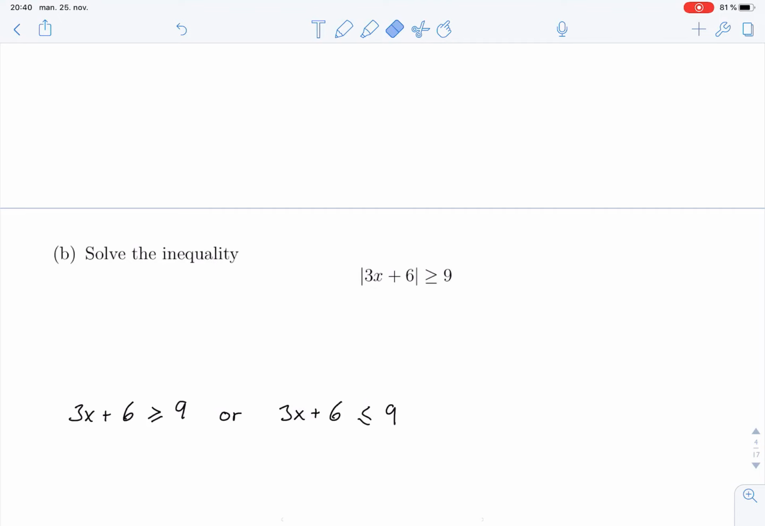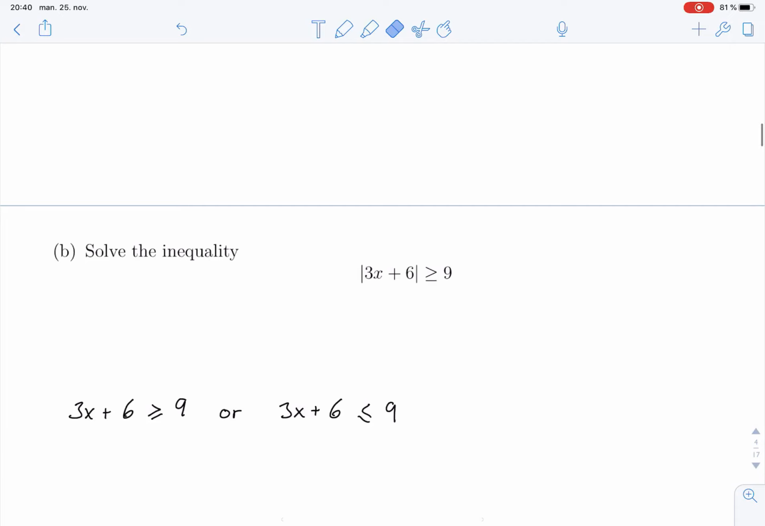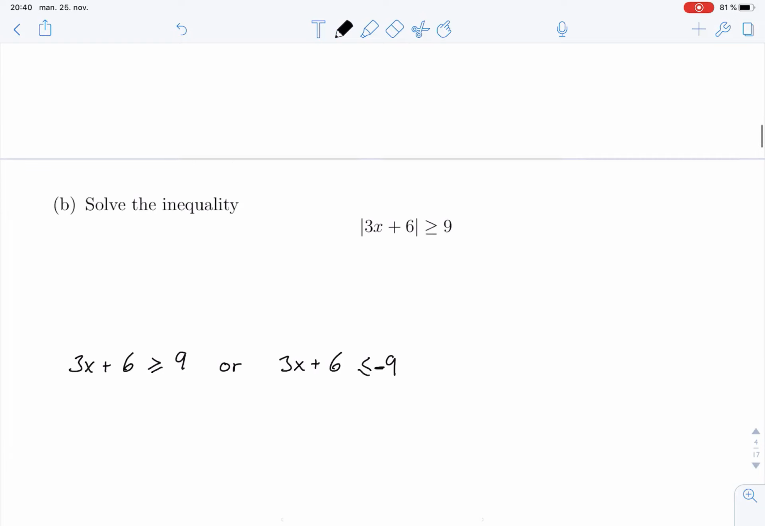So we either need to make it larger than 9, or have an absolute value larger than 9. So we need to be less than -9. Sorry, I forgot to write that.